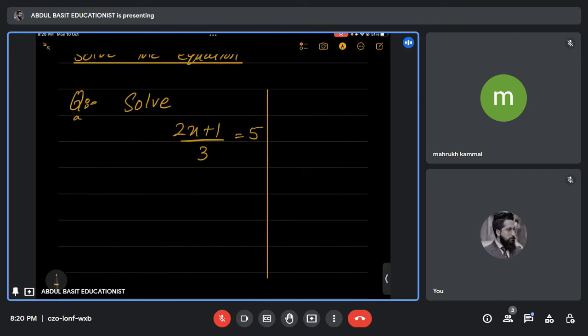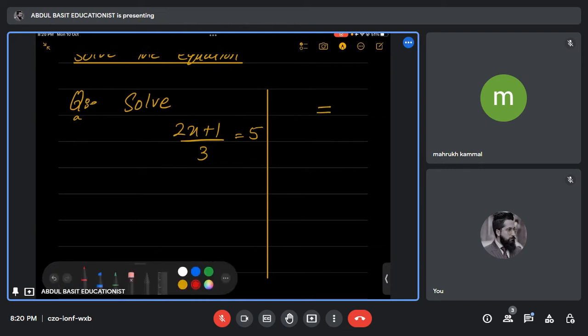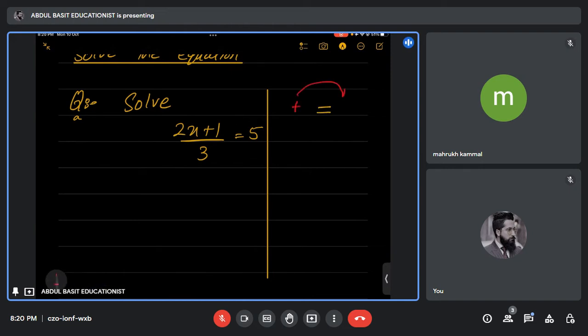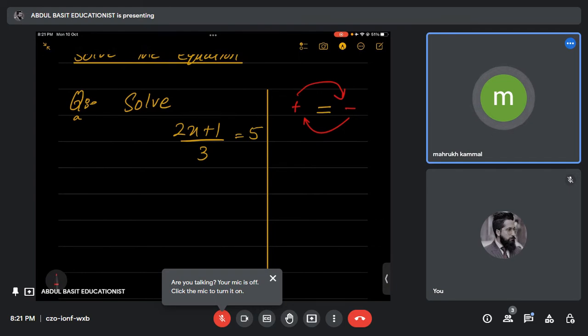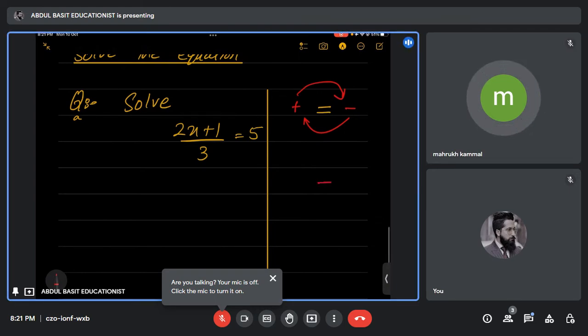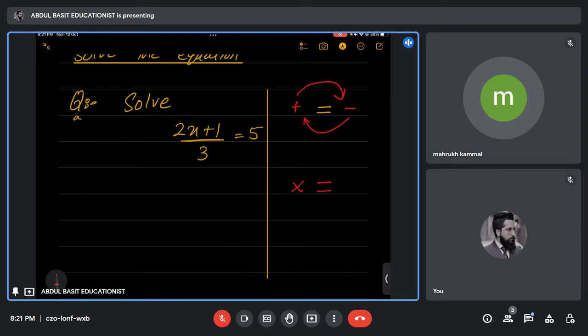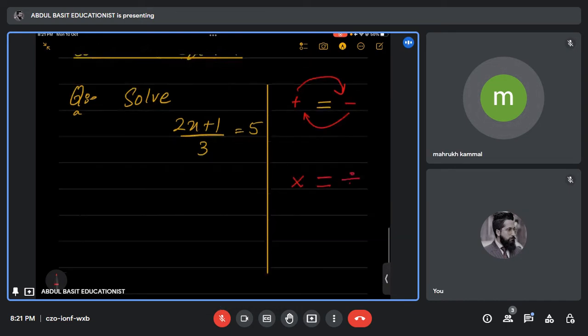What is the rule of equals to? I also told you many times that equals to is like a wall. If there is a plus sign, when this plus goes there, it becomes minus. Yes or no? And when minus comes here, it becomes plus. Get it? And then we also know that if something is in multiplication on the left hand side, it must go there as a division. Yes or no? And vice versa as well.